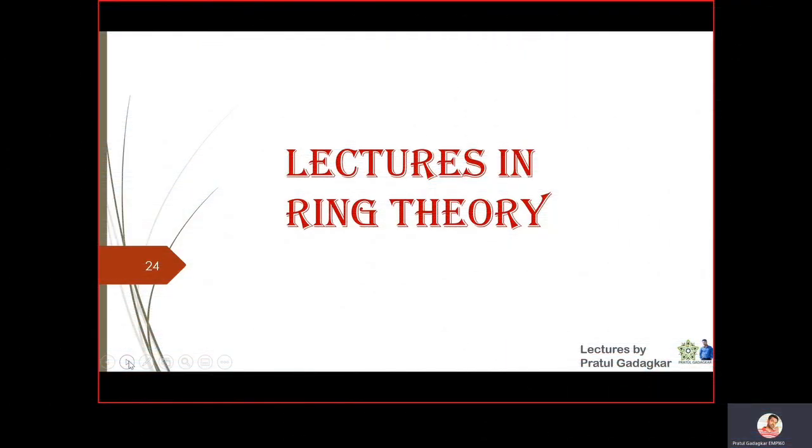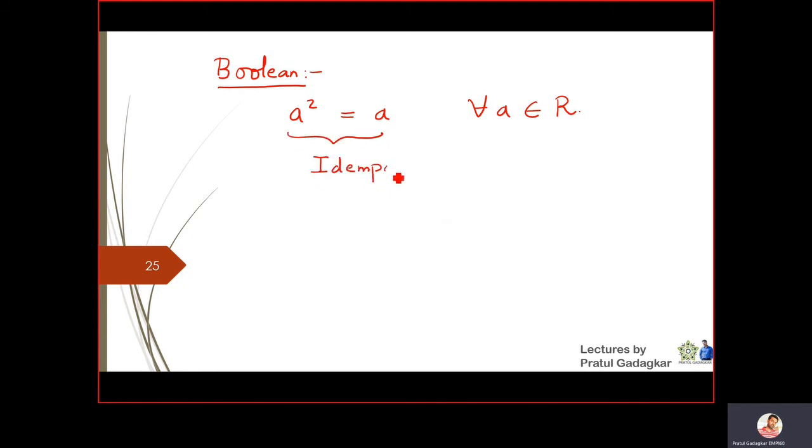Okay, so in this lecture, we are going to discuss Boolean rings. Let us first write the definition of a Boolean ring. What is a Boolean ring? A Boolean ring is a ring in which a square is equal to a for all the elements in the ring R. What are such elements called? Such elements are called idempotents. So basically, a Boolean ring is a ring in which all elements are idempotents. Such a ring is called a Boolean ring.